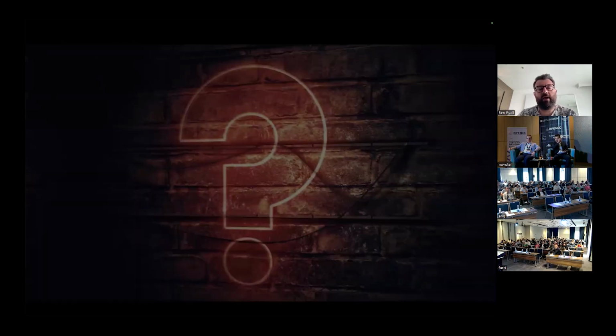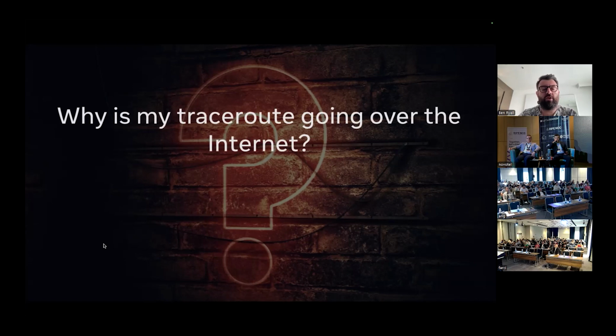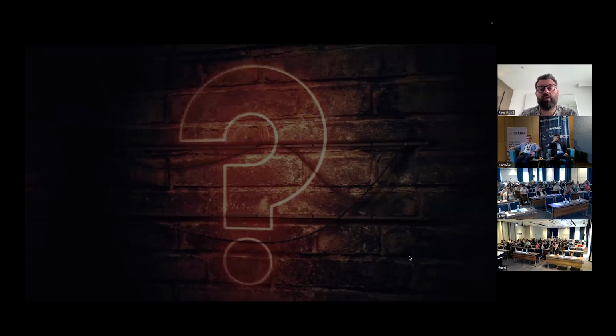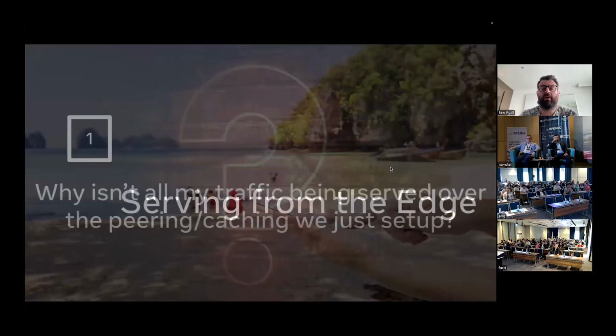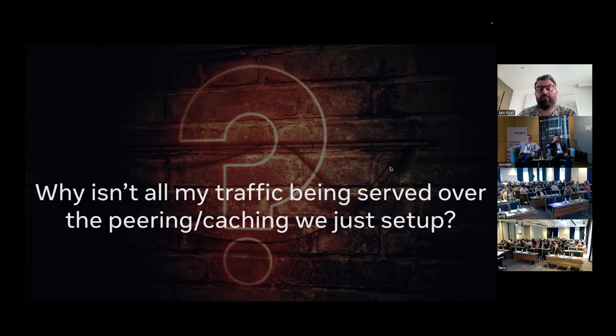And so thinking about that infrastructure, we're trying to answer two questions that we get quite commonly from network operators. The first question is, why is my traceroute going over the internet? Commonly we might put an MNA in, or we might have set some peering up, and that's a question we get. The second question we're looking to answer as part of this deck, there we go, a bit delayed. Why isn't my traffic being served over the peering or caching we just set up? Similarly, for network operators, where we deploy something, sometimes content still comes from elsewhere. So this is a common question we get.